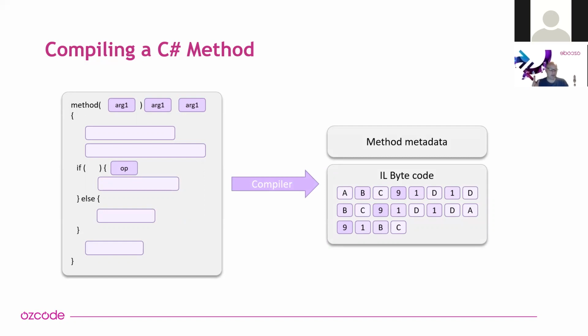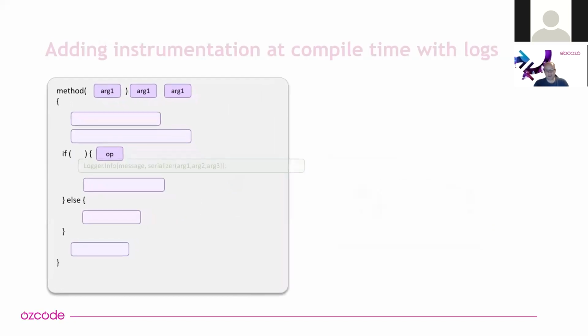What the compiler does is it compiles the method by just taking a bunch of C# code and putting that out into method metadata and IL bytecode, right? And that's what the compiler does. That's what it's good at.